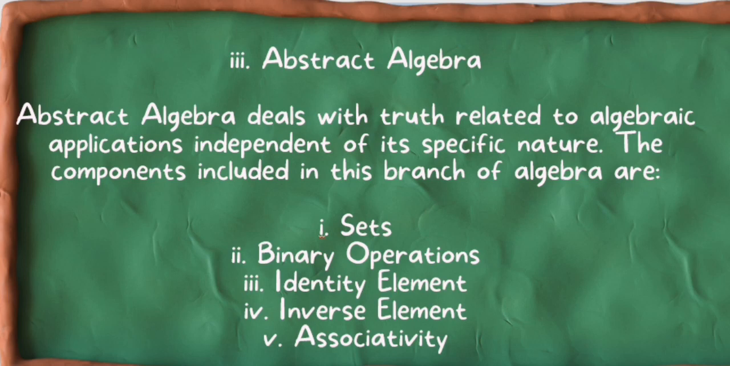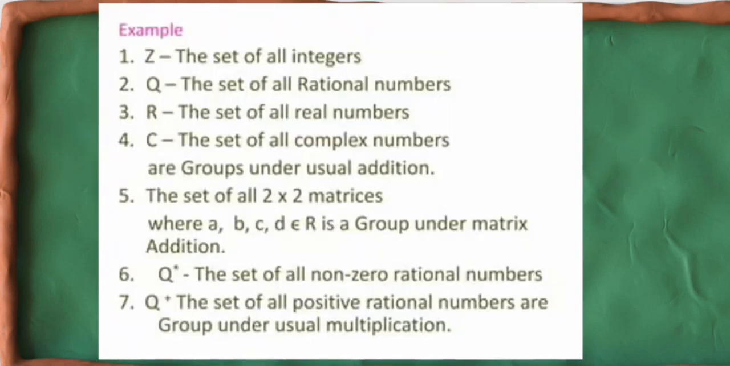Abstract algebra. Abstract algebra deals with truth related to algebraic application independent of its specific nature. The components included in this branch of algebra are sets, binary operations, identity element, inverse element, associative. All these are found under abstract algebra. And this expression shows an abstract algebra question which involves sets and matrices.